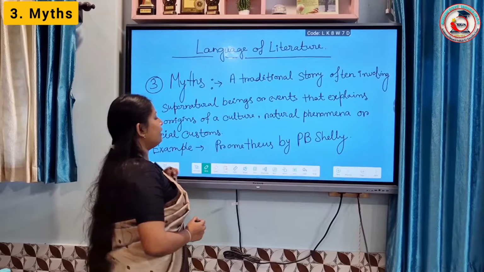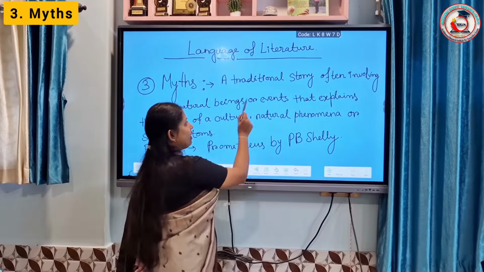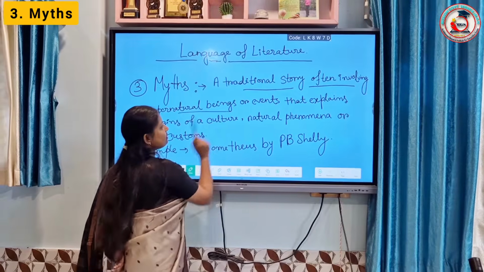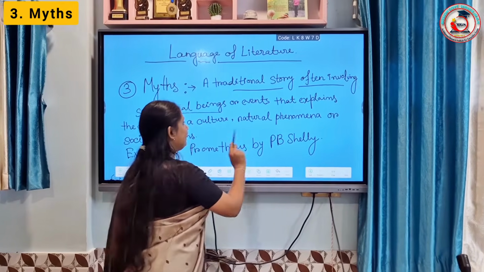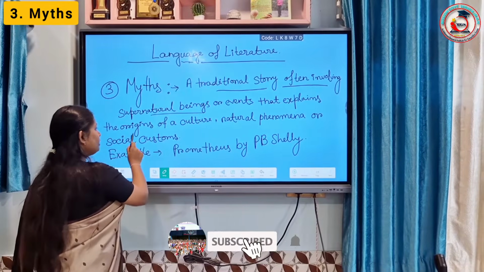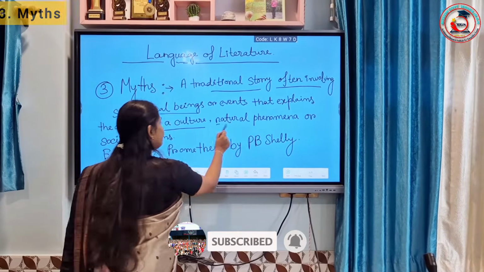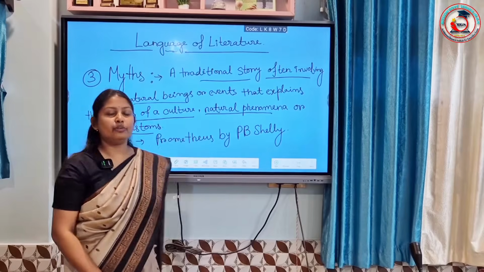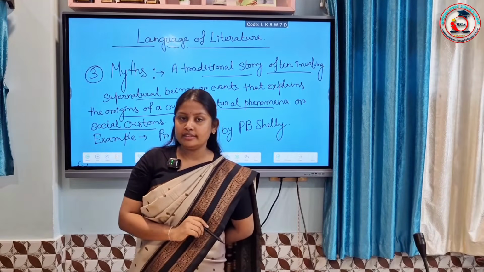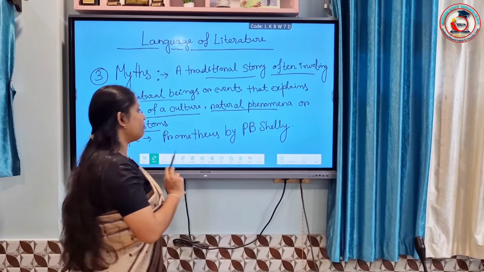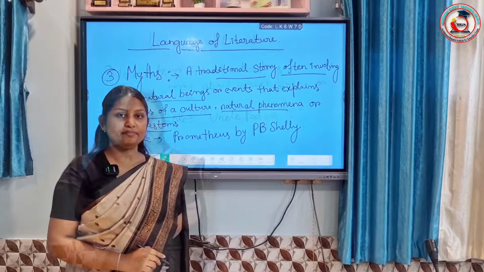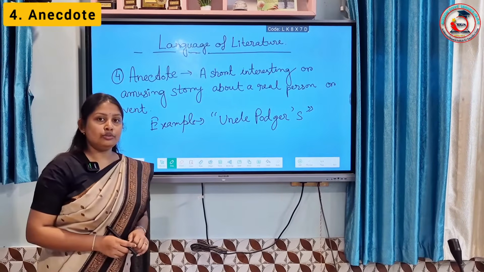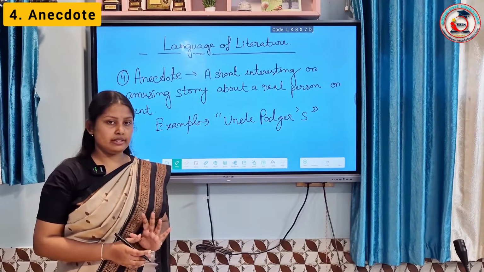Okay, so the third one is myths. And a myth is a traditional story often involving supernatural beings or events that explains the origins of a culture, natural phenomena, or social customs. And we can see the use of myths in Prometheus by P.B. Shelley.